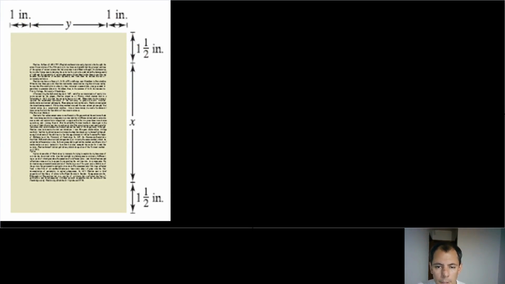So you see, we're going to say that x is the horizontal dimension of the printed area, and y is the vertical dimension of the printed area. Okay? So, what is going to be the area of the paper? The area of the paper is going to be x, which is the horizontal print, plus 1 inch on one side and another inch on the other side. So it's going to be plus 2. This is the area of the paper.